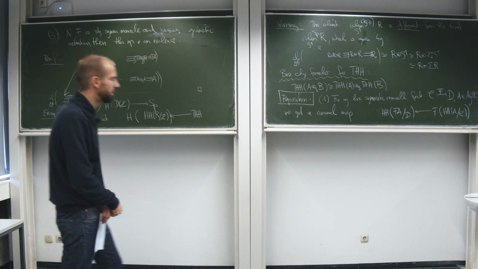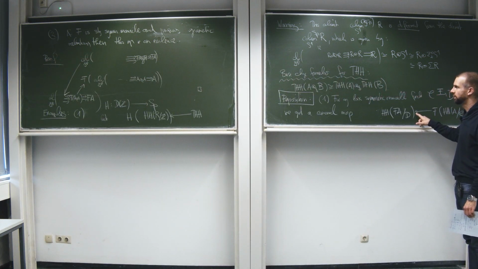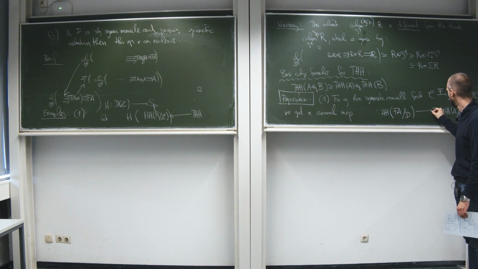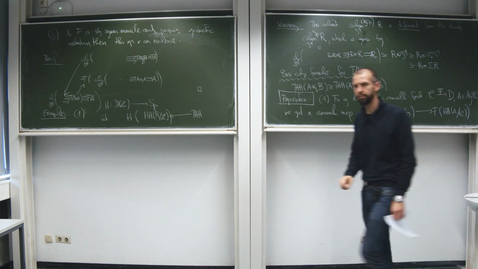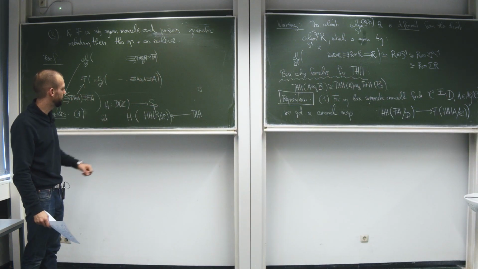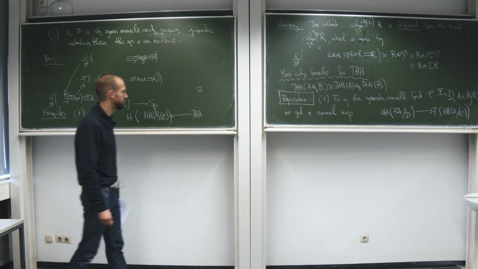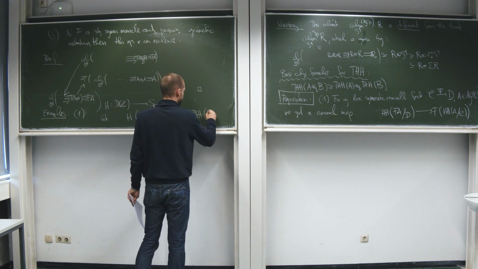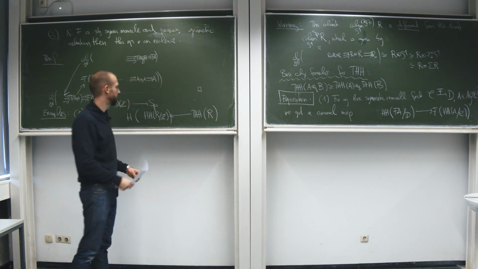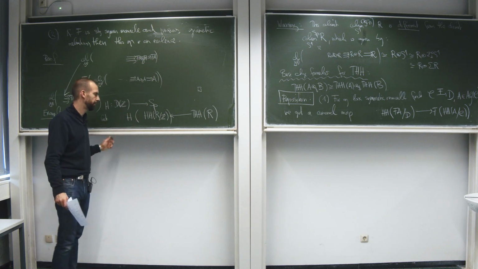I guess now I realize that I wrote the direction of the morphism wrong here. Sorry for that. Right, so here we get a morphism in this direction from THH R. And I really, strictly speaking, would have to write THH HR and not this.